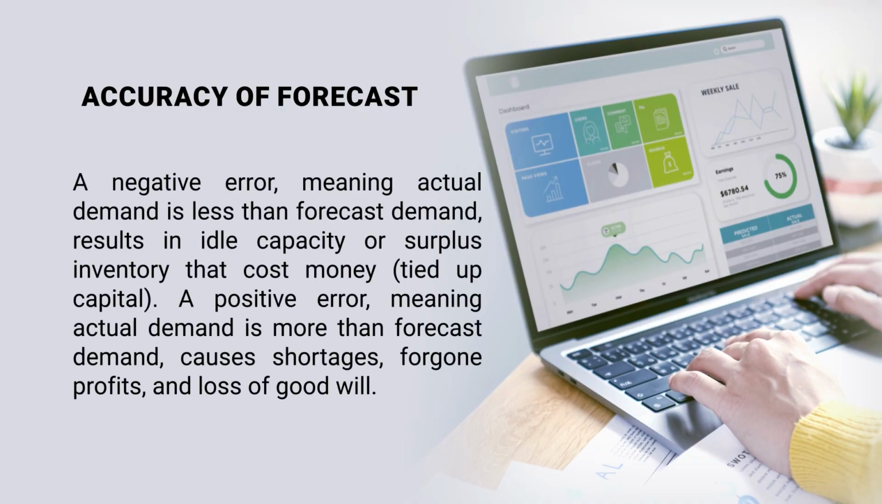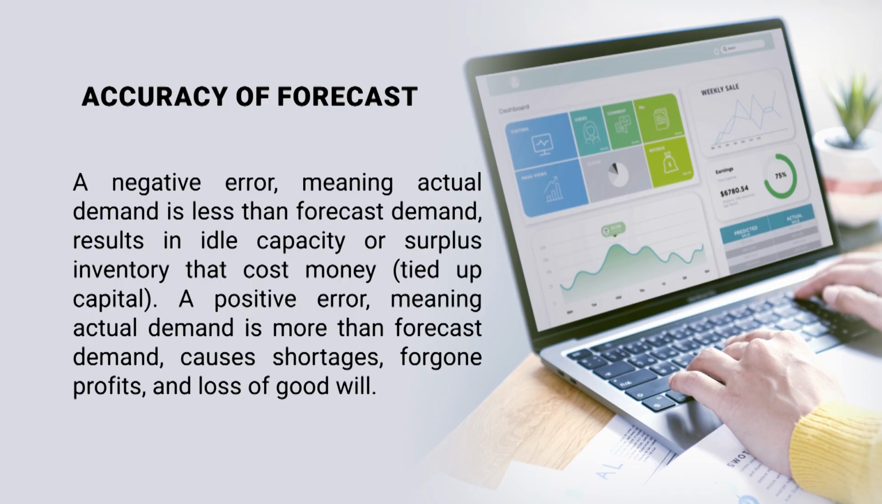A negative error means the actual demand is less than the forecast demand. It results in idle capacity and surplus. If we forecasted much more but the actual demand is not even half of that, then we have to manufacture fewer items, so our capacity will be idle. There will be surplus inventory, and the cost of money is tied up with the capital.